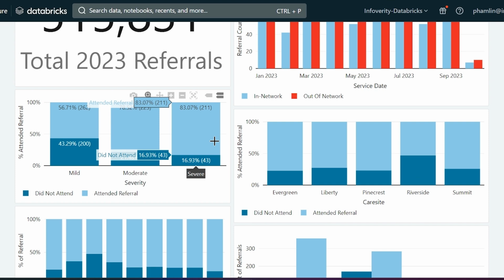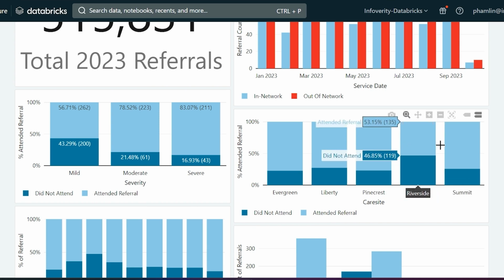We can easily see that the more severe a condition, the more likely someone makes their referral appointment. The relationship that stuck out in the model, however, was care site. To me, this is something that would prompt further discovery, as I would not expect one care site to perform worse than the others.